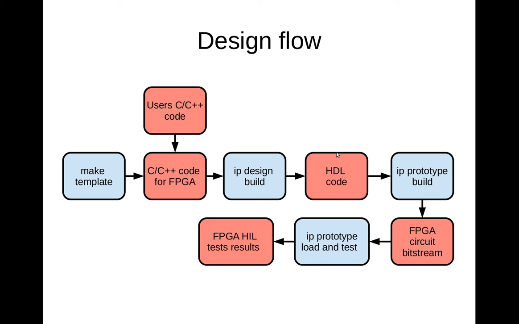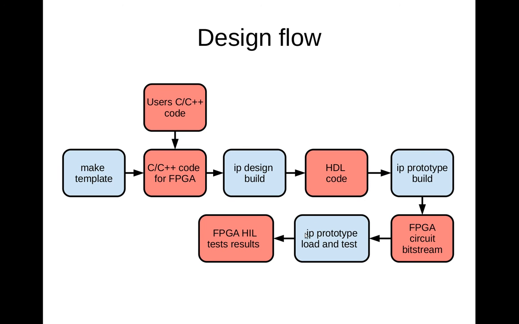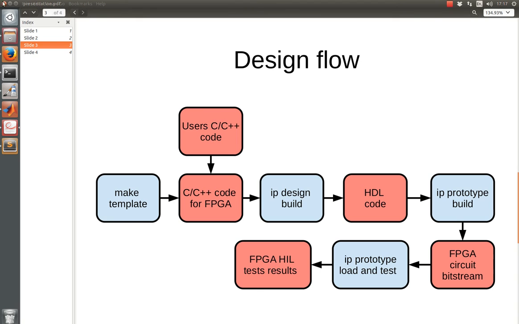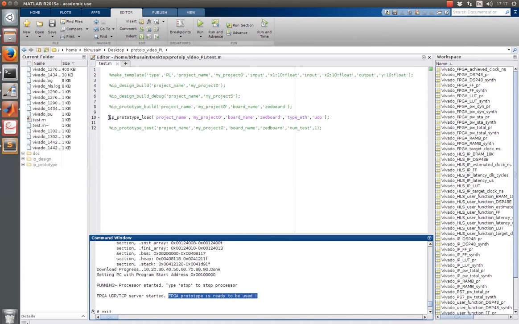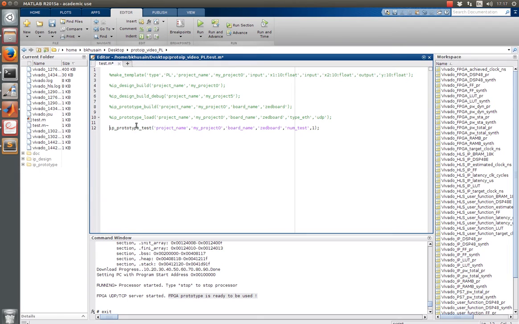So what we have reached at the moment is we have loaded prototype on the evaluation board, and the last stage of the design flow is to test this prototype. To do this, we will use IP prototype test function, this one. So this function has three arguments: project name, board name, and the number of tests. So for this particular algorithm, one test is enough. And now everything is ready to perform the test.